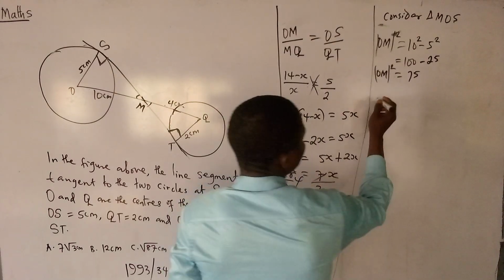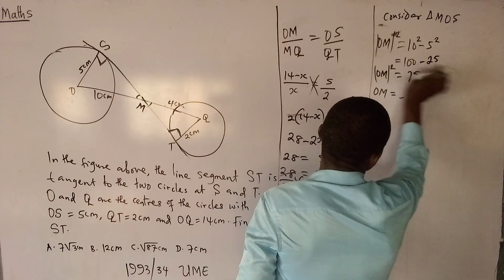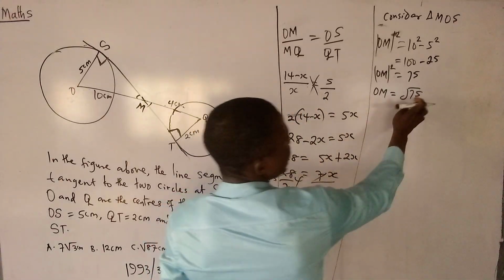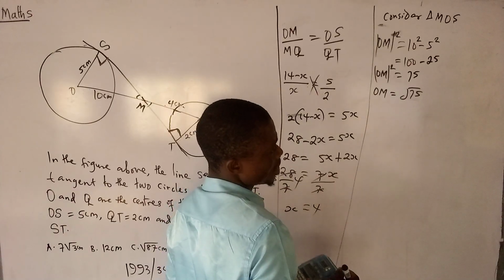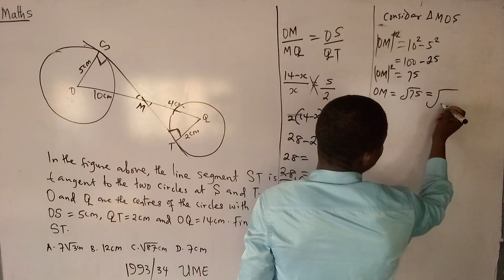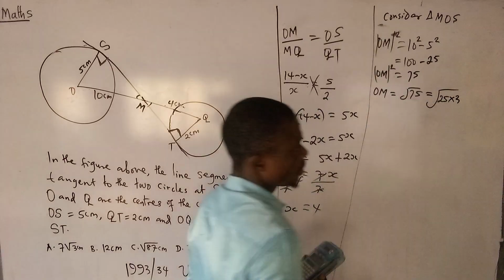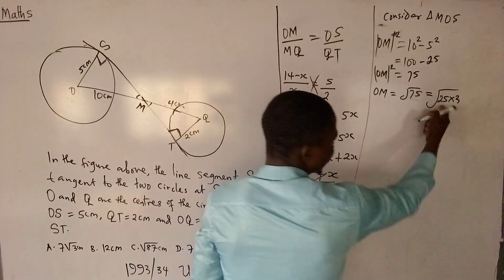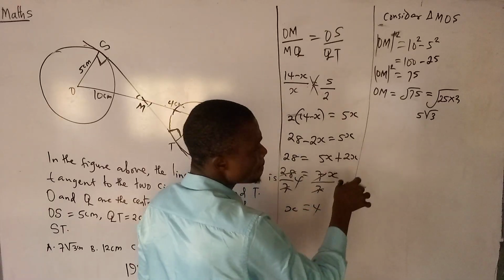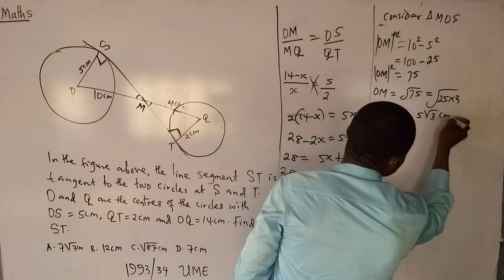To get MS, we take the square root of 75. Let me simplify this surd. It is the same as the square root of 25 times 3, and the square root of 25 is 5, so we write 5 root 3. So MS is 5 root 3 cm.